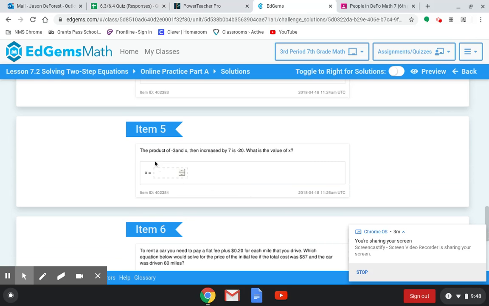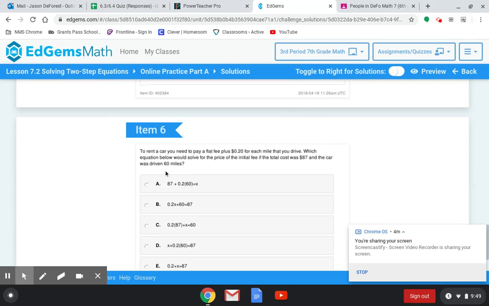Item number 5, the product of negative 3 and x that increased by 7 is negative 20. What's the value of x? So negative 3x is a product increased by 7. So we have to minus 7 from both sides. So that makes this negative 27. And then divide negative 27 by negative 3. That means x should be 9.